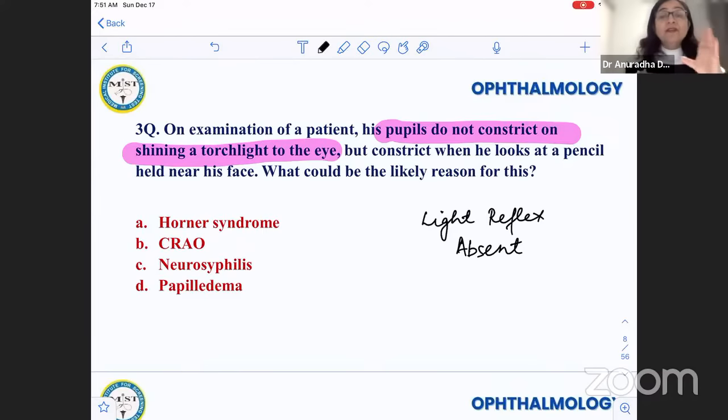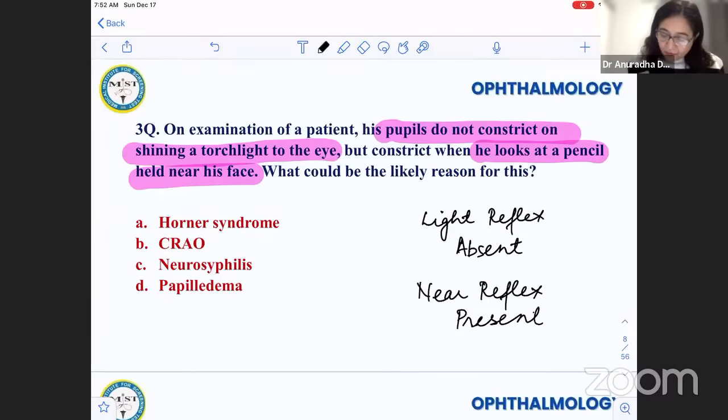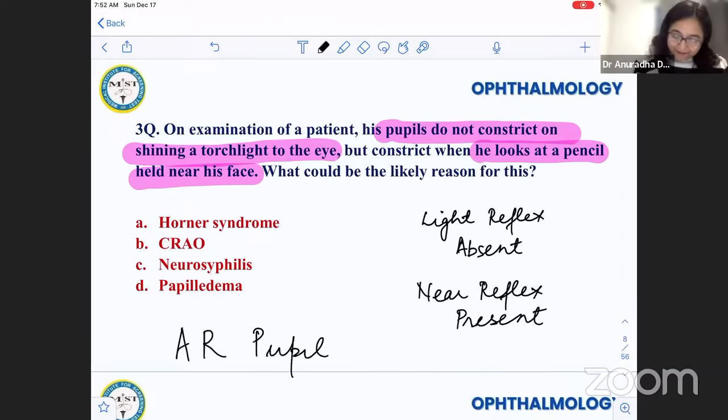But they constrict when he looks at a pencil held near his face. So when you look at something near, your near reflex comes into play. Your eye accommodates and the pupil constricts again. It means in this patient, near reflex is present. Near reflex is also called the accommodation reflex. So what kind of abnormality is this, in which light reflex is absent and near reflex is present? We are talking about Argyll Robertson pupil, or AR pupil. Accommodation reflex present.